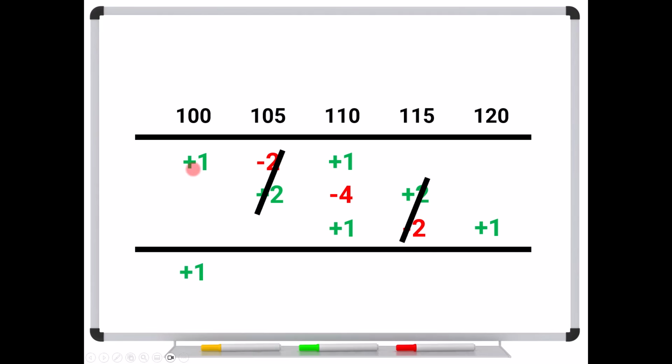Leaves us 1 out here on the wings. Here we have +2 minus 4 gives us -2 in the center, and +1. And look at that, we have a 1, 2, 1 for the 100, 110, 120 butterfly. So it really is made up of a single butterfly here at these 3 strikes, 2 butterflies here in the center, and 1 butterfly out here on the right side.